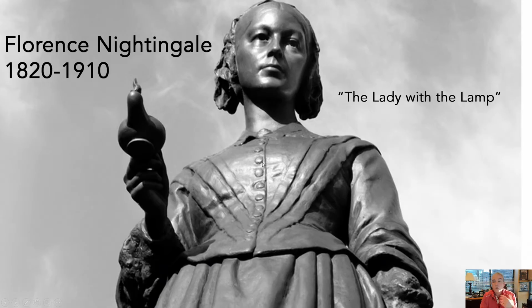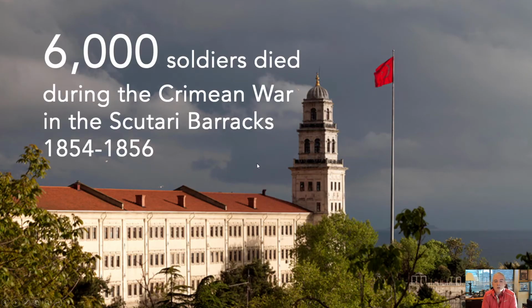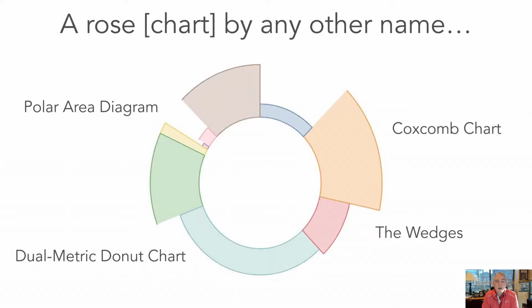Florence Nightingale, known as the Lady with the Lamp, was on the front lines at the Scutari barracks in the Crimean War. And during this 2-year period of time, there were 6,000 soldiers that died. And she kept meticulous data on the causes of death. And she created these charts that she referred to often as the wedges.